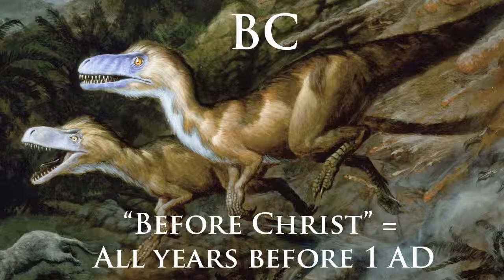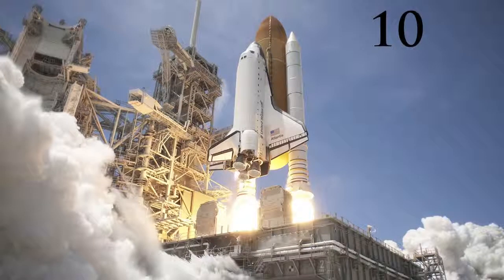Since the AD system only covers the last 2012 years, we need a system for keeping track of all the years before 1 AD. The most popular method is to refer to all years before 1 AD as part of the BC period. Just like AD, the term BC refers to Jesus of Nazareth. In this case, the term stands for before Christ. BC is different from AD. It goes backwards, like a countdown.